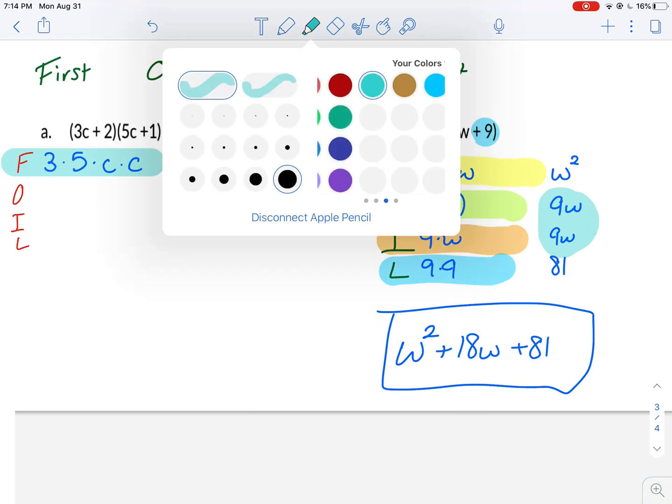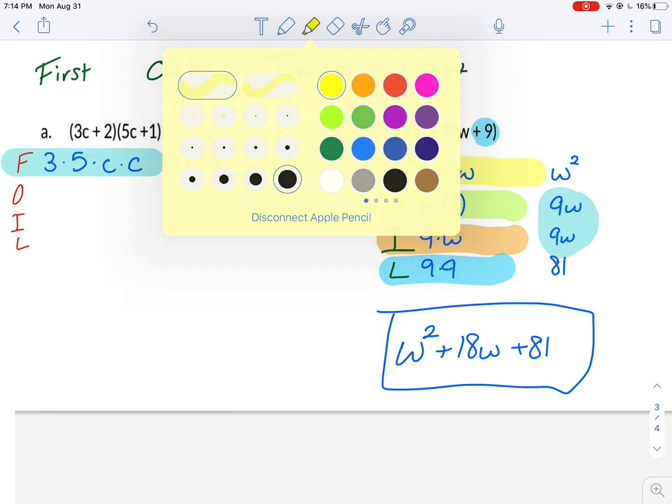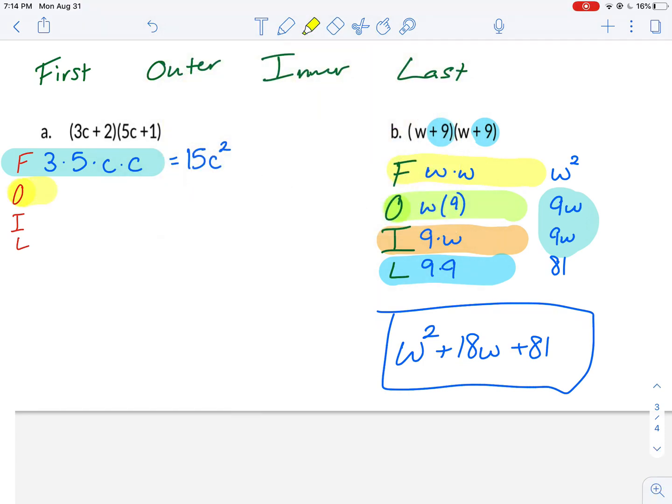Let's do the outers. So the outers, I've got the very farthest left term and the very farthest right term. I have a 3C times 1. Well, anything times 1 is just itself, so this is just 3C.